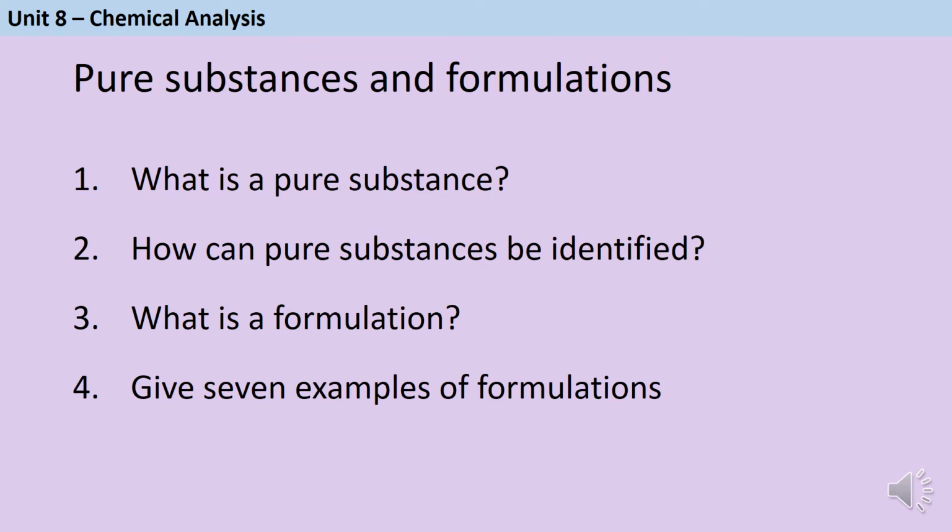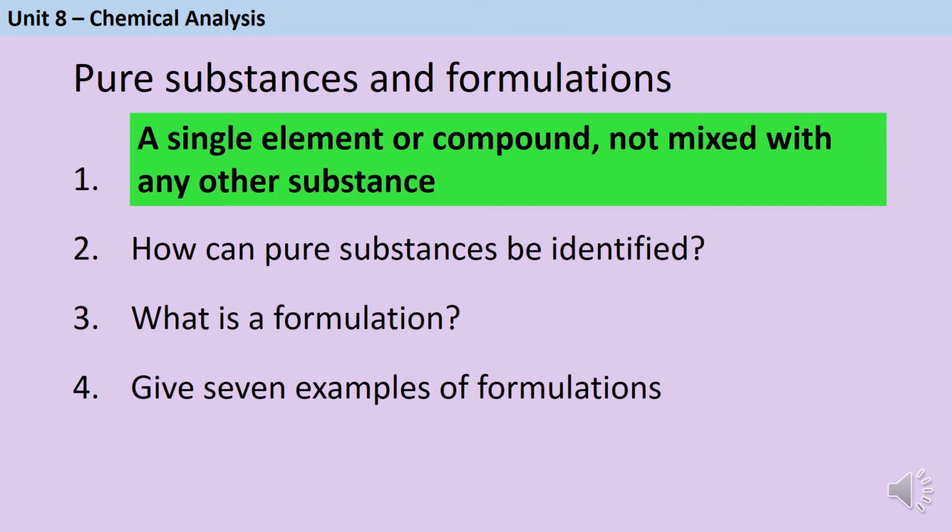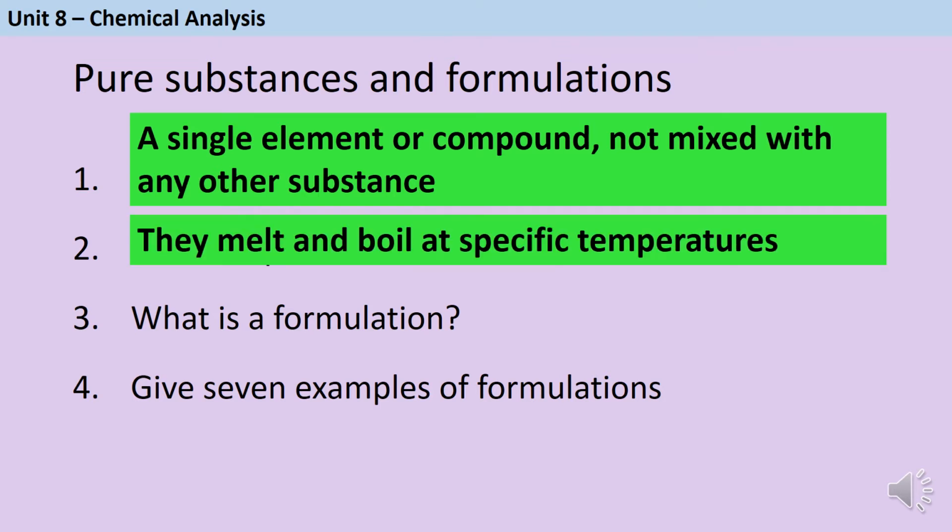In chemistry, a pure substance is a single element or compound that doesn't have anything else mixed in with it. You can identify a pure substance using its melting or boiling point. So for instance, we know that pure water should melt at exactly 0 degrees and boil at exactly 100 degrees. If you have a sample of water and it actually boils at 102 degrees, that tells you that it's got something else mixed in with it.